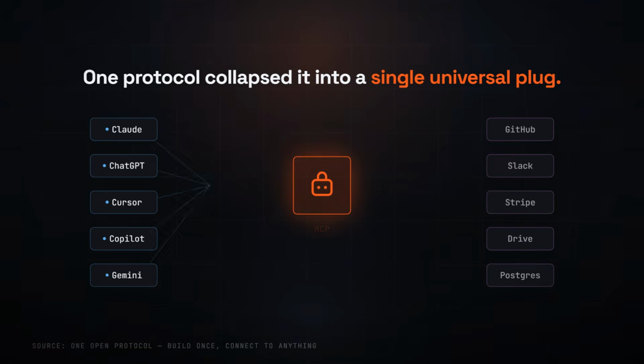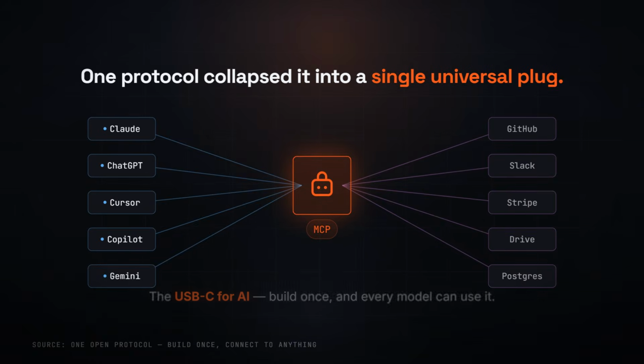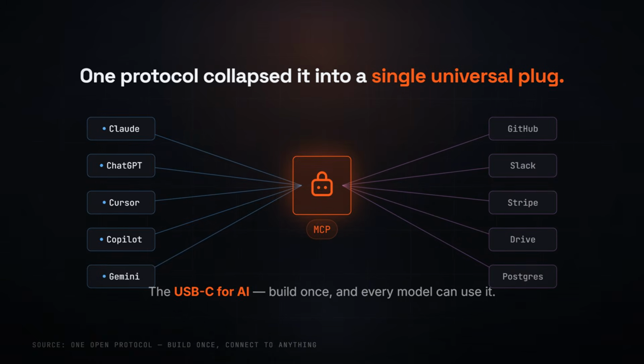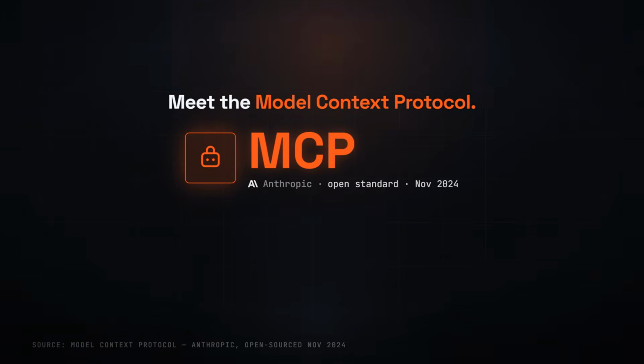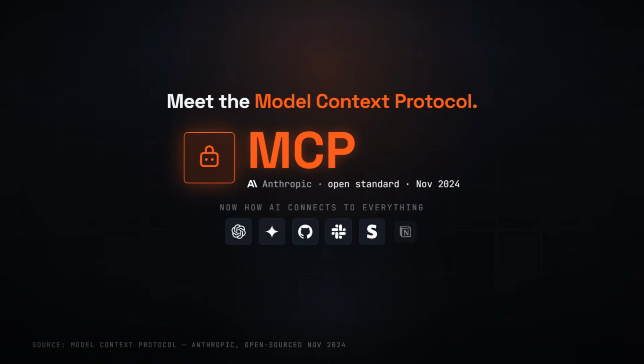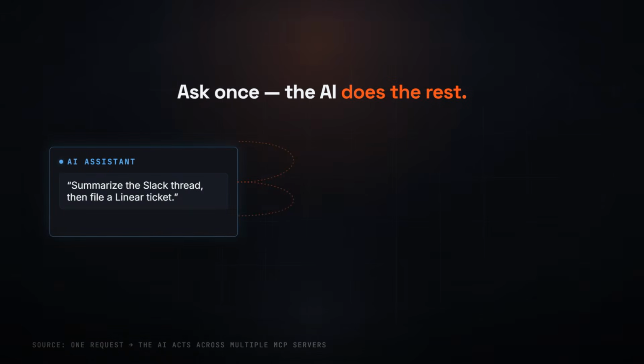Then one protocol collapsed that whole mess into a single universal plug. Build it once, and any AI can use it. People call it the USB-C for artificial intelligence. This is the Model Context Protocol, MCP. Anthropic open-sourced it in late 2024, and in barely a year it became the way AI connects to everything. By the end, you will know exactly how it works, because once it is wired in, this just happens.